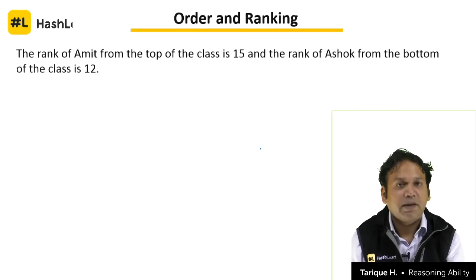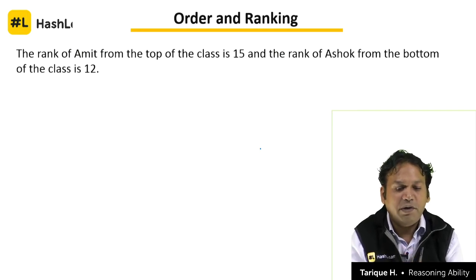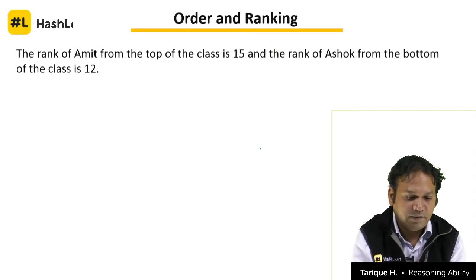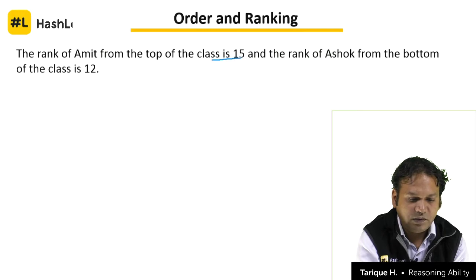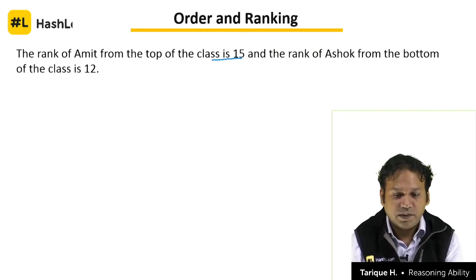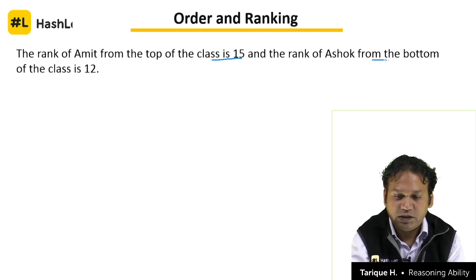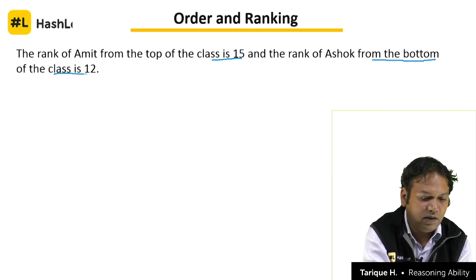Next, let's see this situation. The rank of Amit from the top of the class is 15. Amit's rank is 15 and another person is there, Ashok, and Ashok's rank is given from the bottom. Ashok's rank from the bottom of the class is 12.